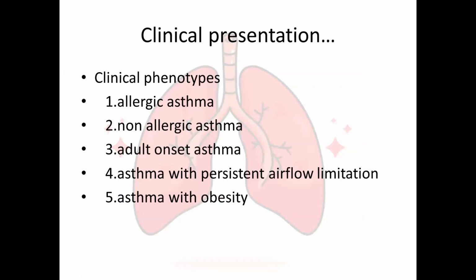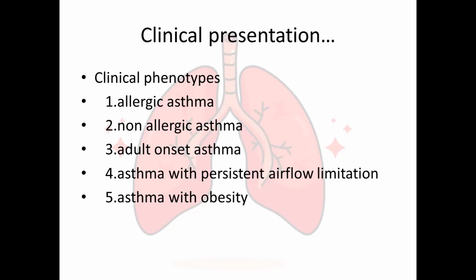Now, certain clinical phenotypes have been described. Common ones are allergic asthma, non-allergic asthma, adult onset asthma, asthma with persistent airflow limitation, and asthma with obesity. Allergic asthma is the most easily recognized one. Patients usually give history of allergy. Symptoms often start in childhood. Then non-allergic asthma: these patients have characteristic symptoms of asthma, but they usually do not give history of allergy.